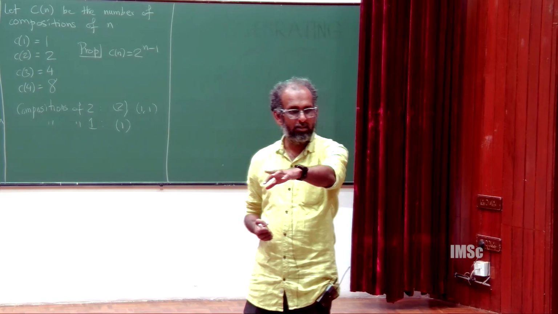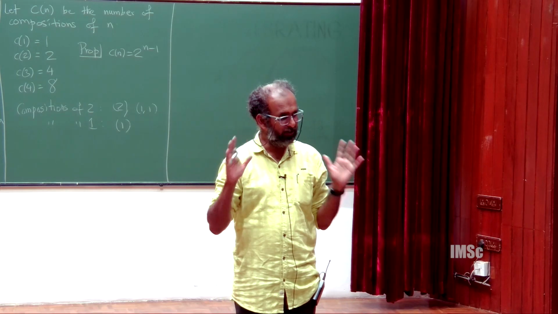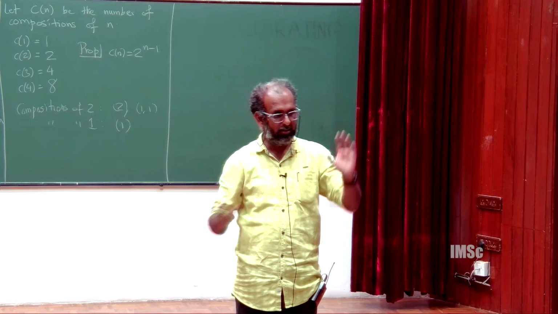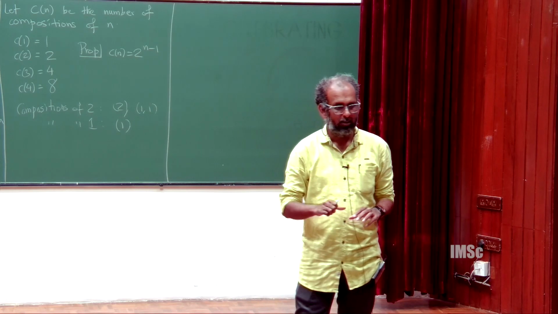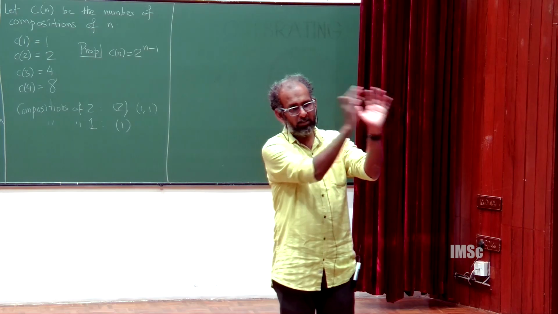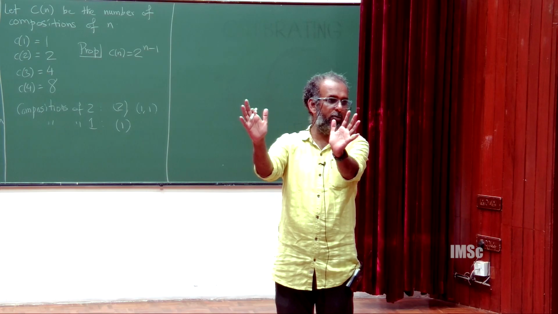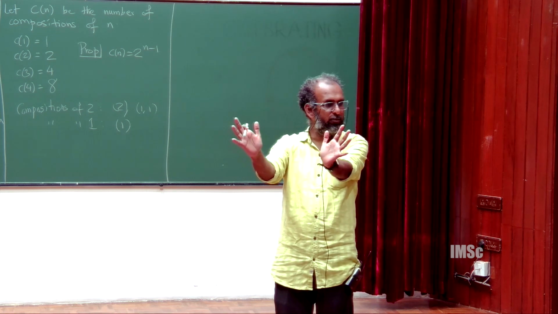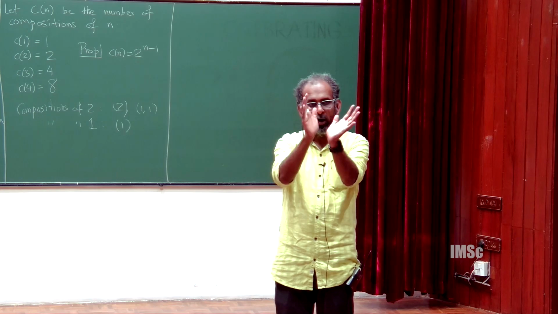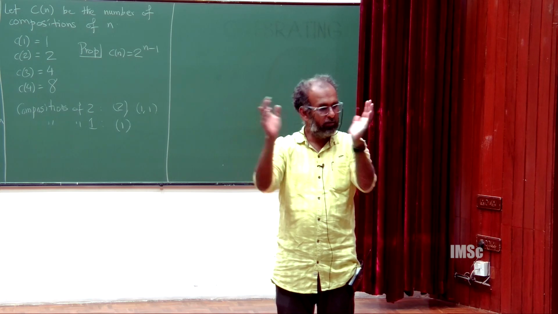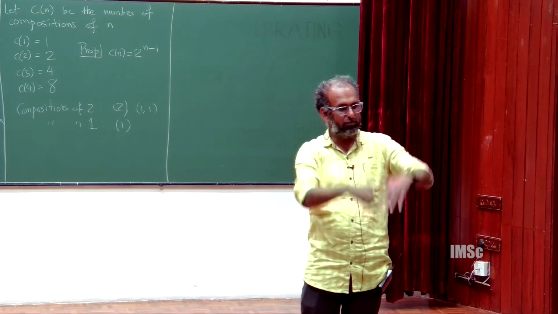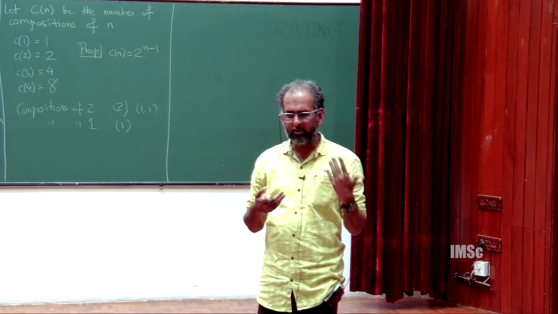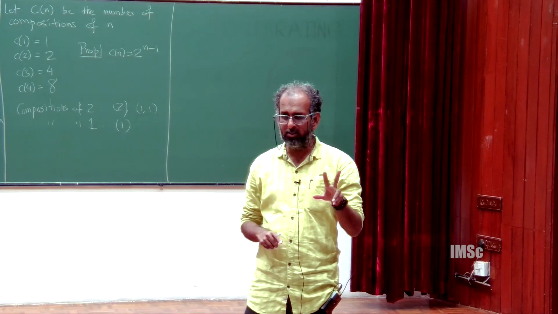Wonderful. Do you understand what he said? So any composition of n, in general now we are looking at n, is either just n. It was just 3 there, just 2 here. Or first there is a 1 and then the rest is a composition of n minus 1. Or you have 2 followed by a composition of n minus 2, and so on, all the way up to n minus 1.